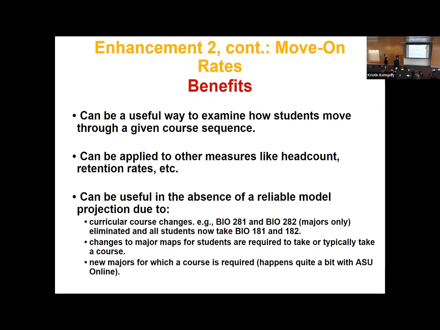So before we get into limitations, I'll discuss what I was just talking about. The benefits are that it's a useful way to examine how students are moving from one course to the other in a course sequence.